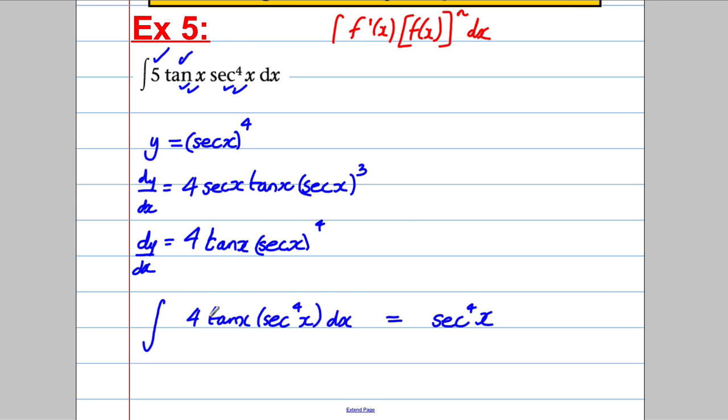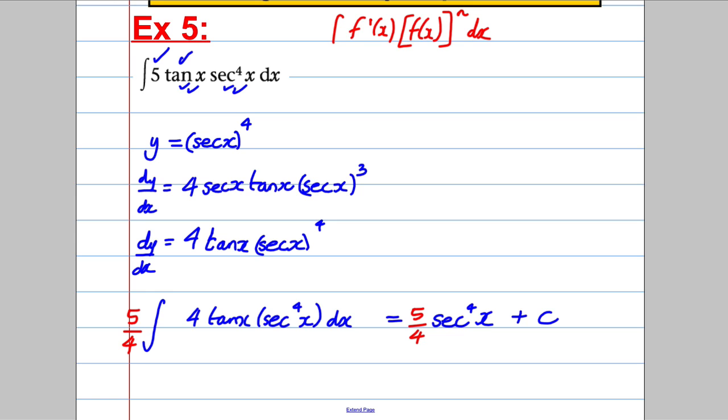I don't want to integrate 4 tan x sec to the power of 4x. I want to integrate 5. So what would I have to multiply this by to make it 5? Well, I would have to multiply it by 5 over 4, because the 4's would then cancel and I would get a 5 there. So the answer to this must be 5 over 4 sec to the power of 4x plus your constant of integration plus c, and you're done.